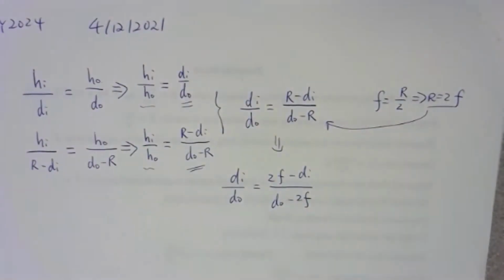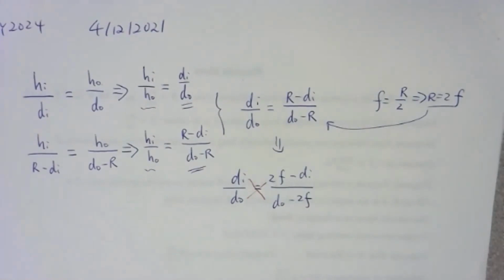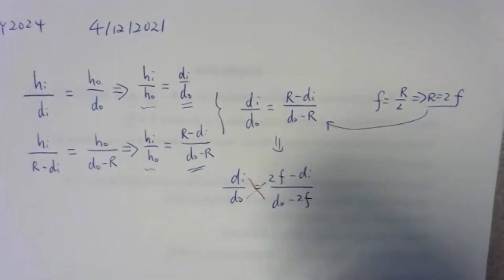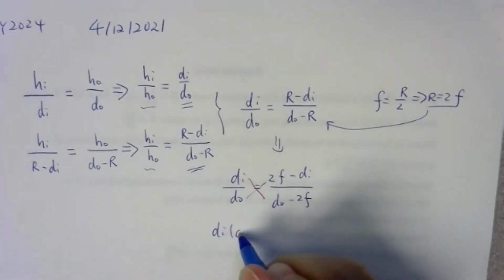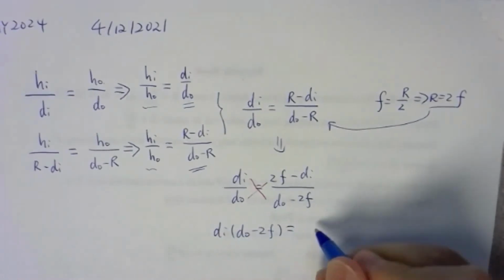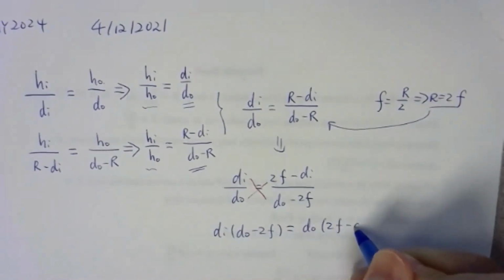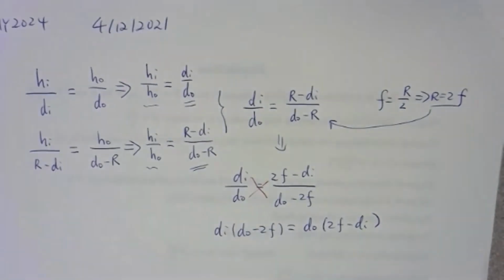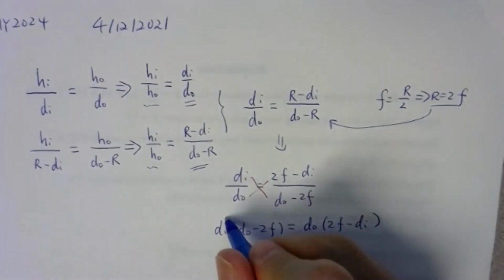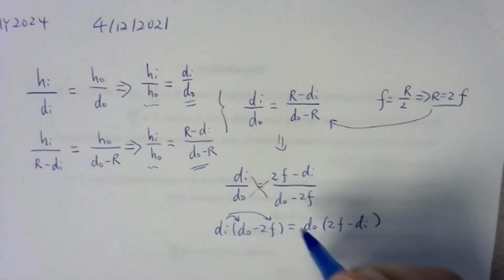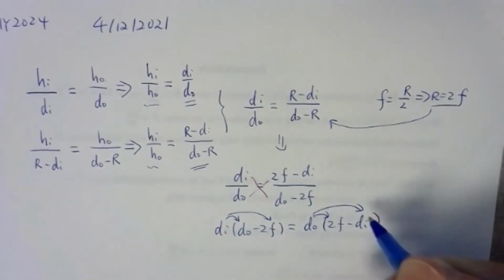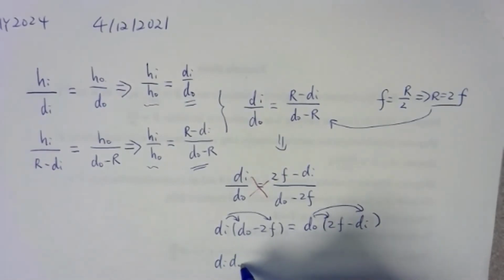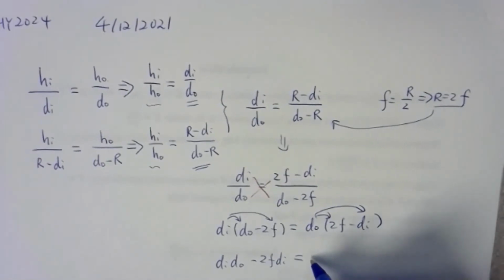At this point, you can do cross multiplication so that DI times DO minus 2F is equal to DO times 2F minus DI. Now you can distribute DI into the parentheses and also DO into the parentheses. So DI DO minus 2F DI equals 2F DO minus DO DI.